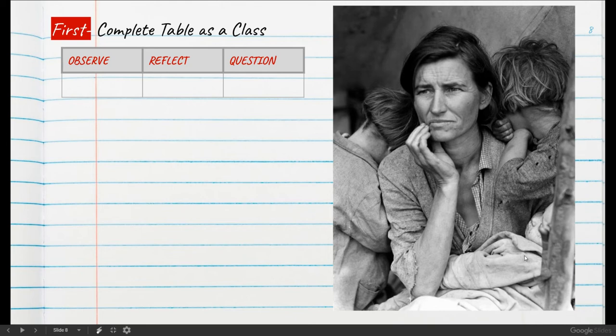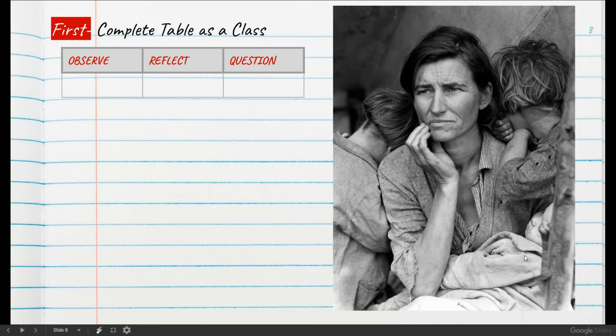Questions that I still have. Why are they outside? Maybe. Why don't they have clean clothes? Why are the boys looking down and away from the camera? Is something going on that they don't want to see? So those are some questions that I still have. Okay, so that's an example of how you do that.